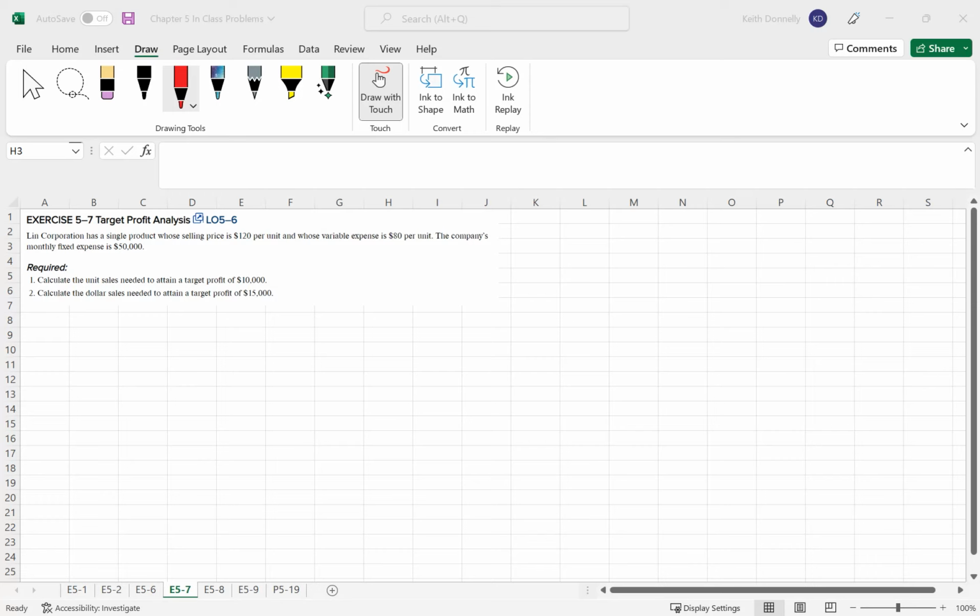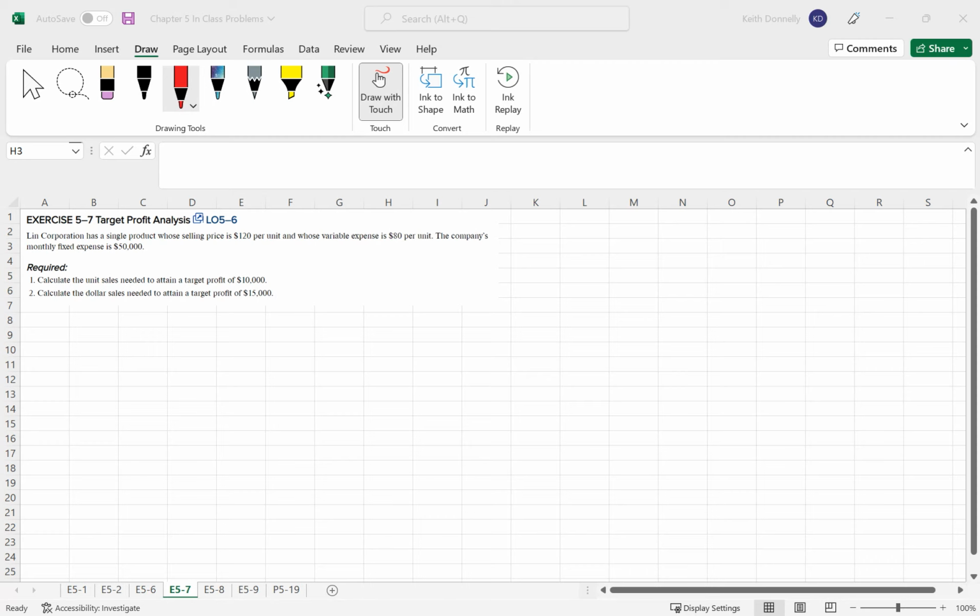All right, the next one here, target profit analysis, right? It says Lynn Corporation has a single product whose selling price is $120 per unit and whose variable expense is $80 per unit. They have monthly fixed expenses of $50,000. Okay.